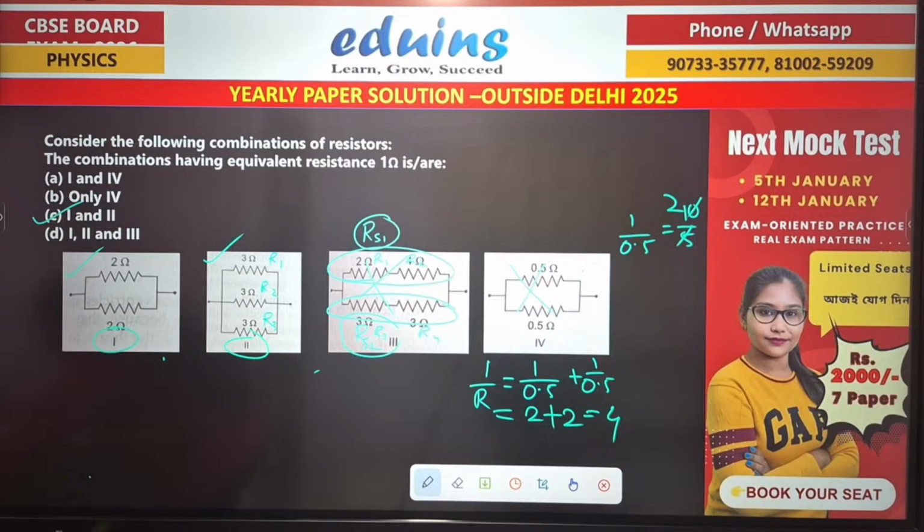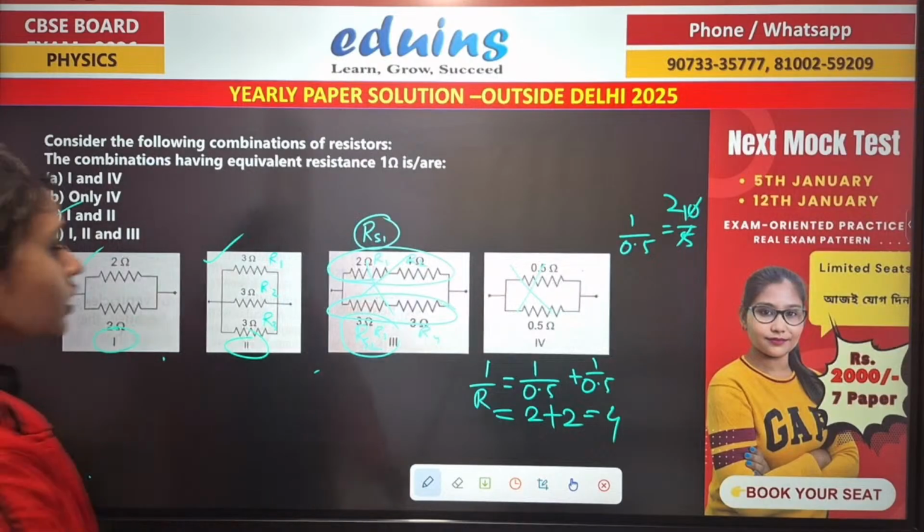Okay, we have to think it properly. Okay, C is the correct answer. Okay, do you understand how to solve the numeric? Okay, going to the next question.